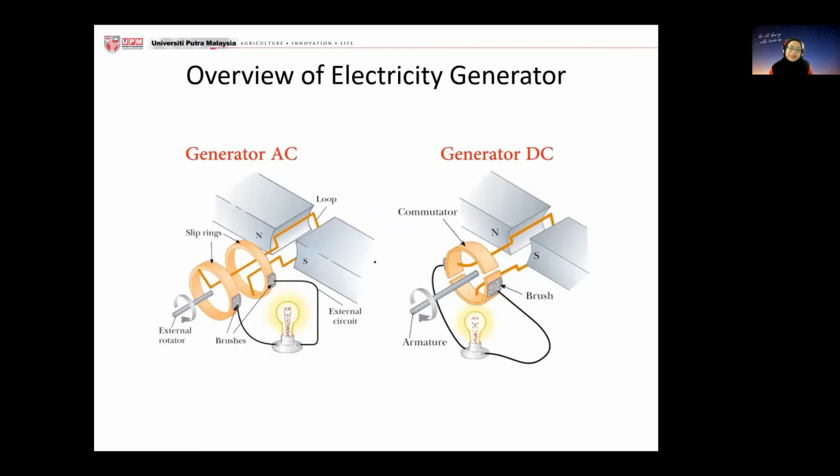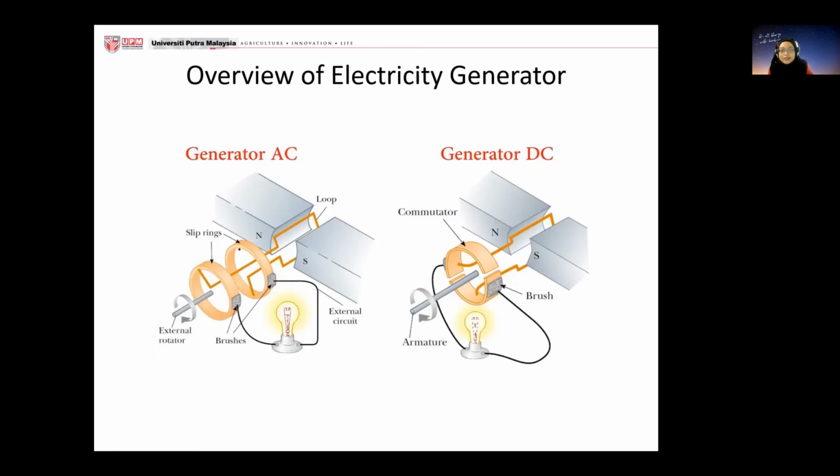Right, so this is actually a better representation. You have a comparison between the two types of generator, and I think this makes it more clear. So this ensures that you can turn your loop without causing any problems to the external circuit. So you have to look at that and think back.